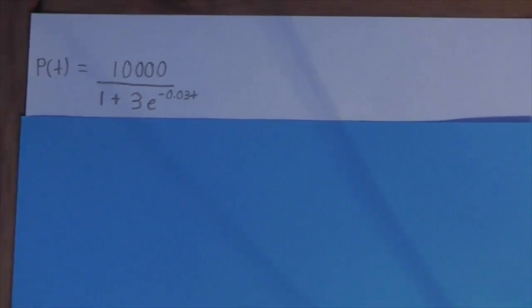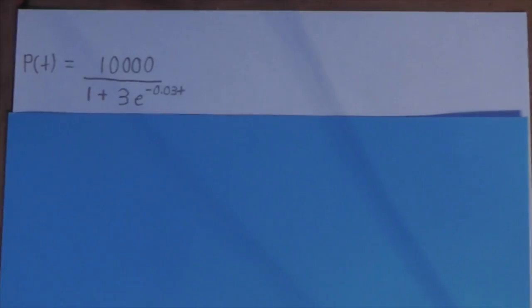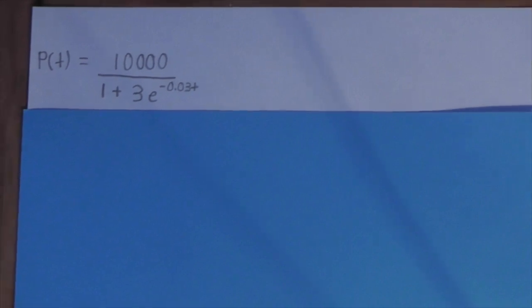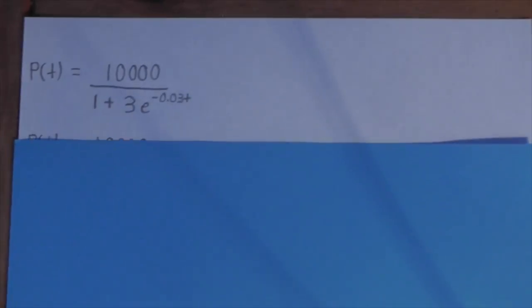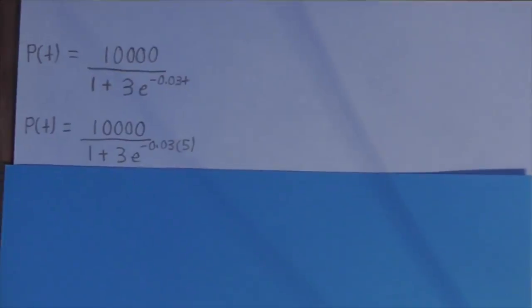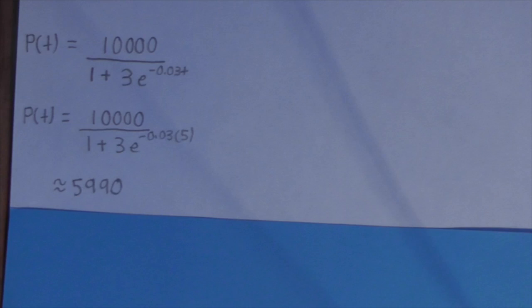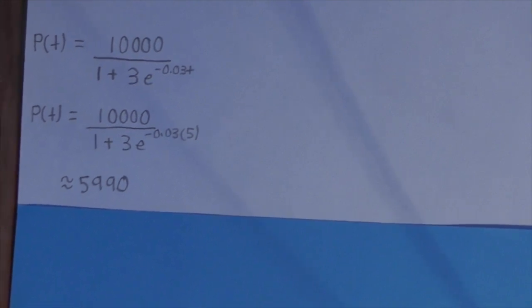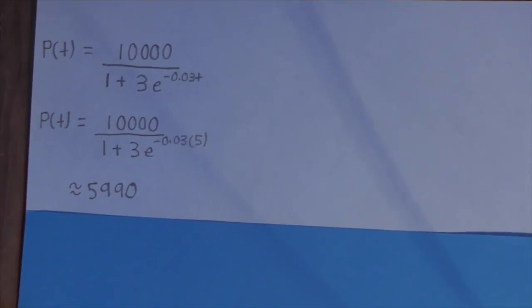The second part of the question asks us to find the number of fish in the lake after 5 years. To do this, we simply plug in 5 for t. If we plug this into a calculator, it will yield an answer of about 5,990 fish, rounding to the nearest whole number.